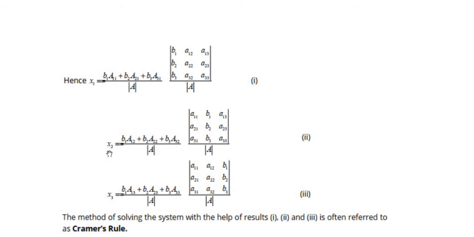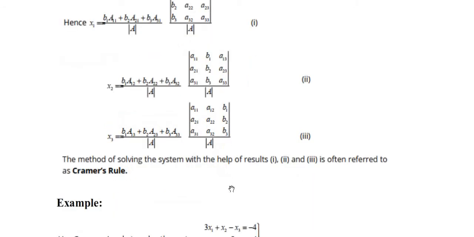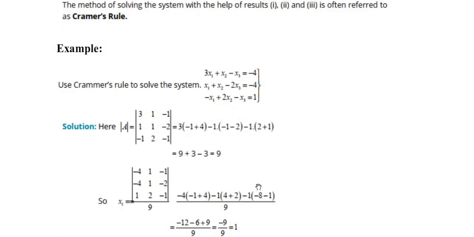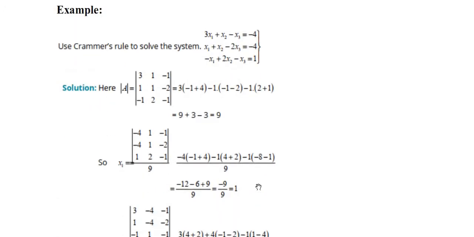Now we can calculate the value of x2. For x2, we interchange the second column of the matrix by the constant column, and then for finding the value of x3, we interchange the third column of the matrix with the constants. The method for solving the system with the help of results 1, 2 and 3 is often referred to as Cramer rule. This rule is completely explained with the help of an example. We are going to discuss an example. Use Cramer rule to solve the system.